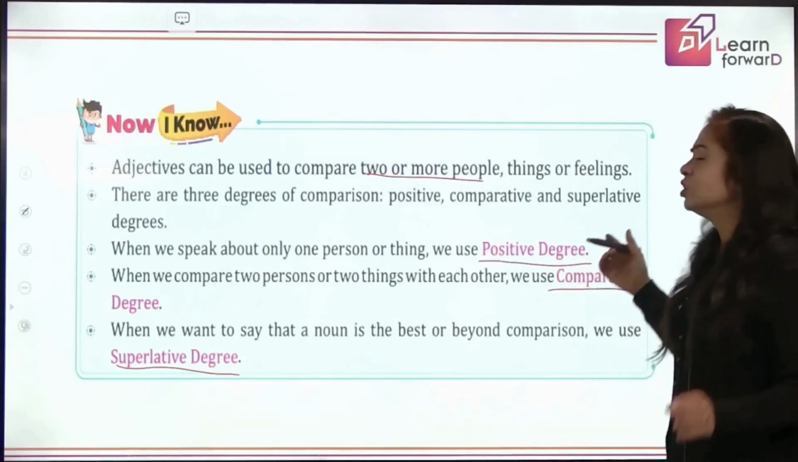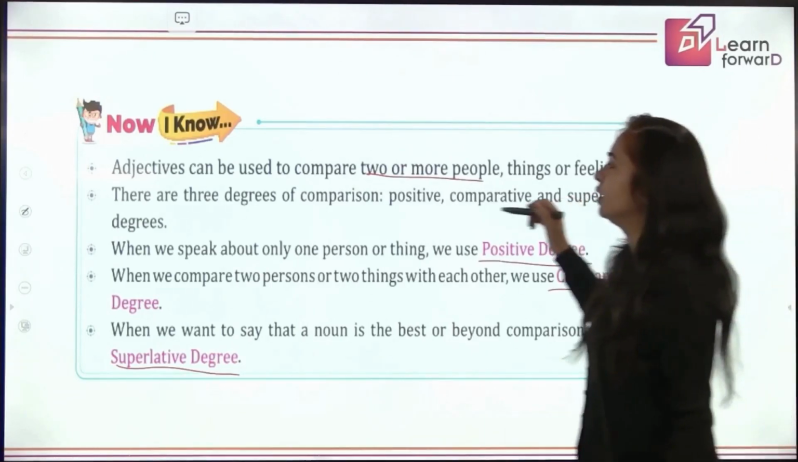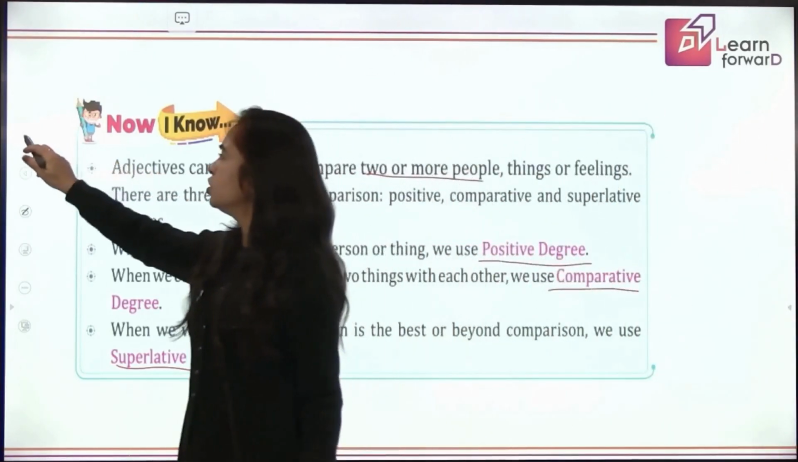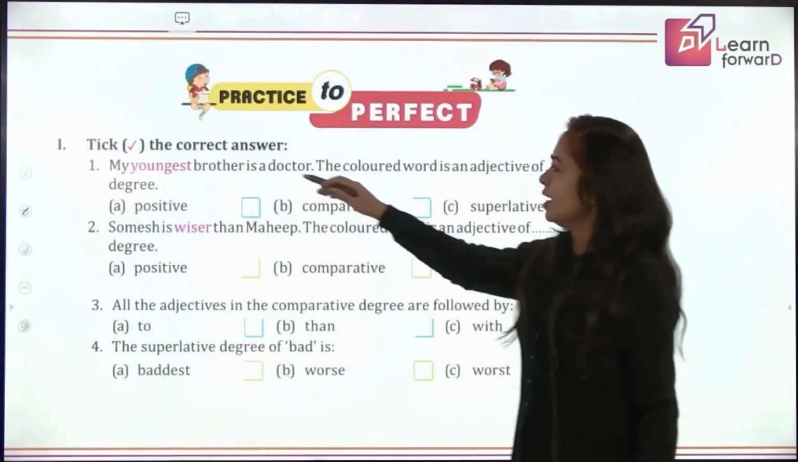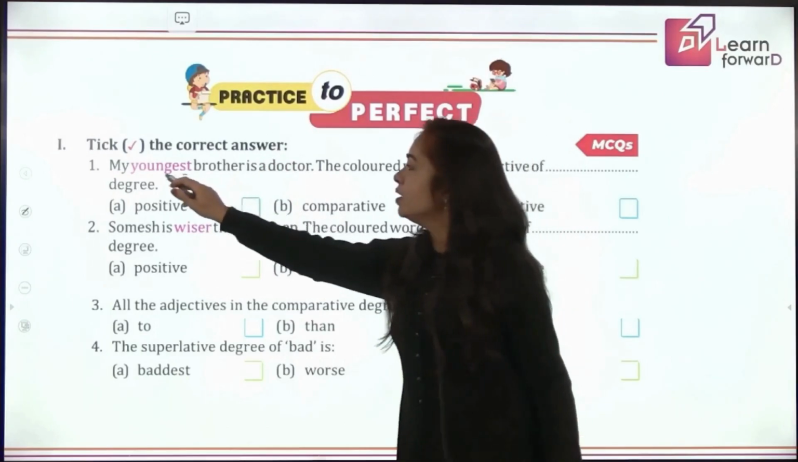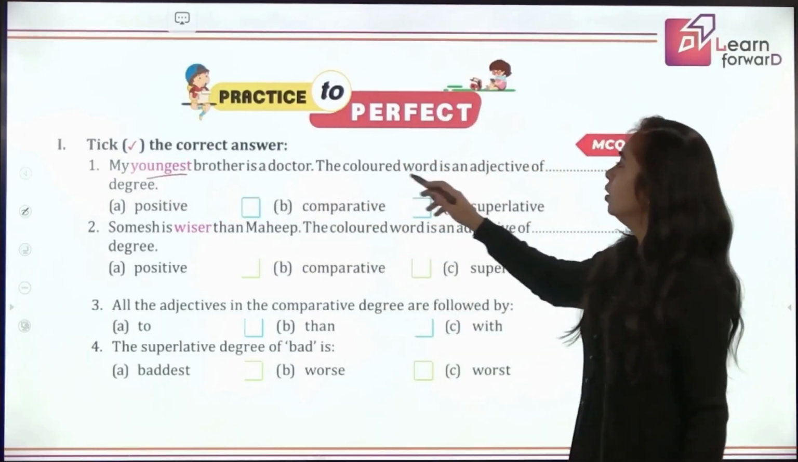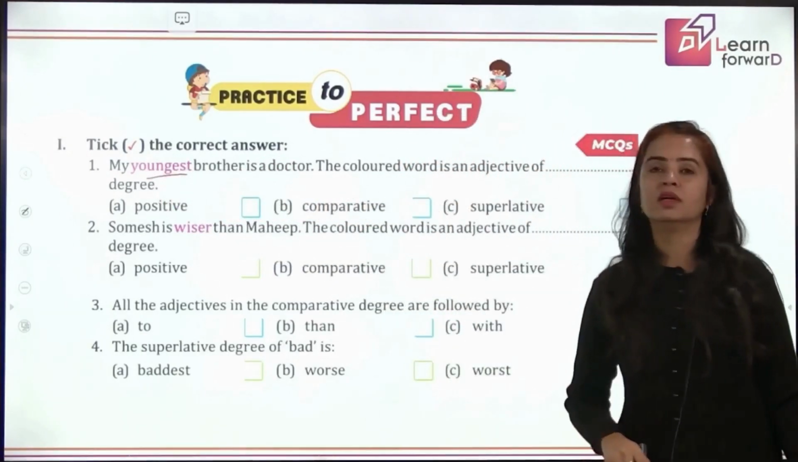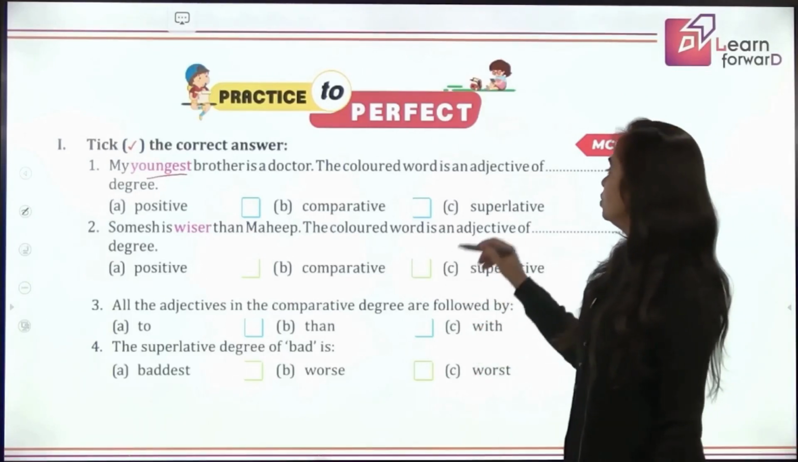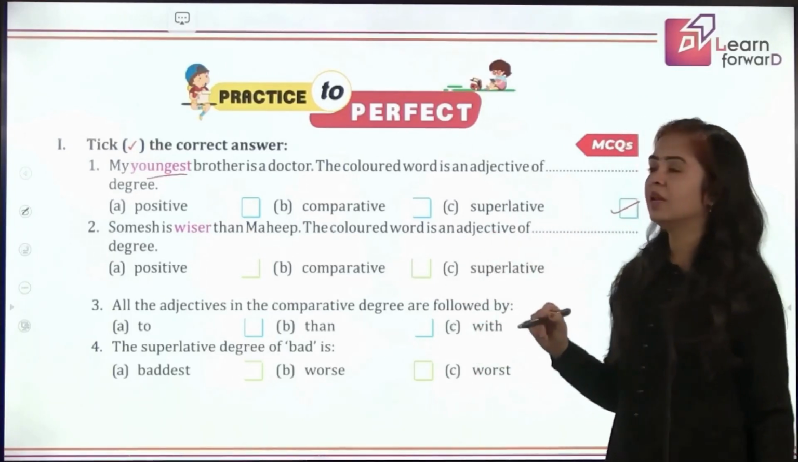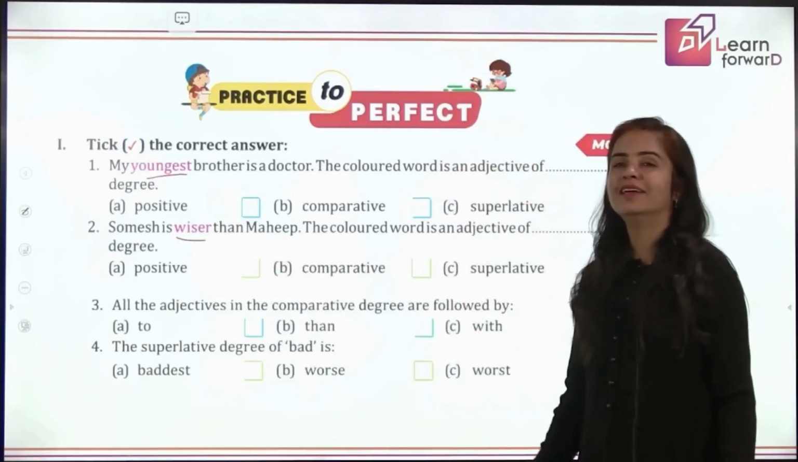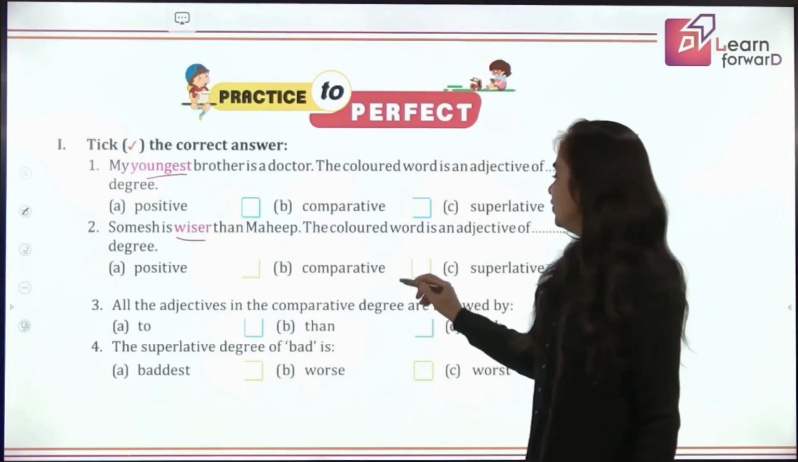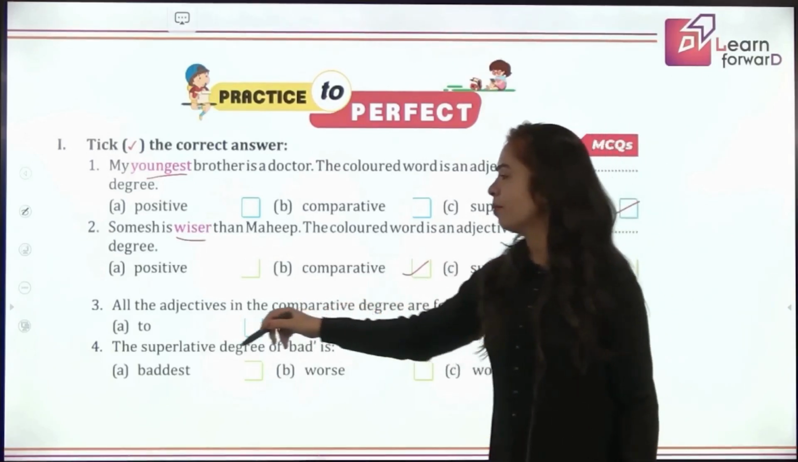Let's see how much you have learned, how much you have captured from this session. With the help of this exercise, we are going to check. Yes, take the correct answer. My youngest brother is a doctor. What is this colored word? This is the EST sound you are getting. Good. It is superlative. Somesh is wiser. Okay, ER you could see. Very good answer. That is comparative degree.